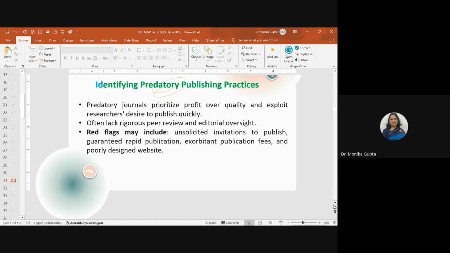To avoid predatory journals, be cautious of unsolicited publication invitations, unrealistic promises of rapid publication, and exorbitant publication fees. Additionally, scrutinize the journal's website for unprofessional design, and a lack of transparency about its editorial board and peer review process. Right? So these are certain red flags you must focus on.